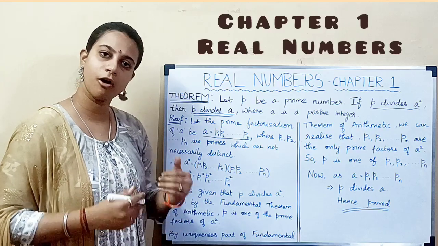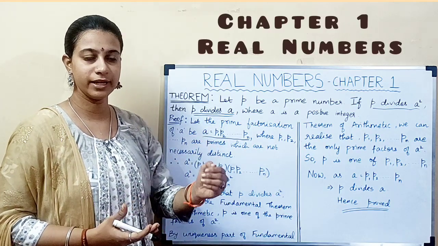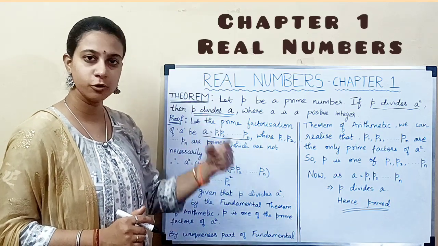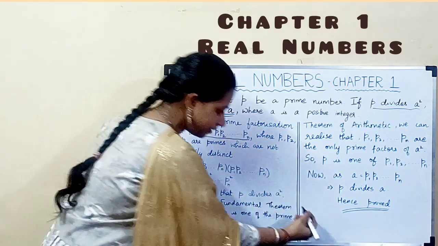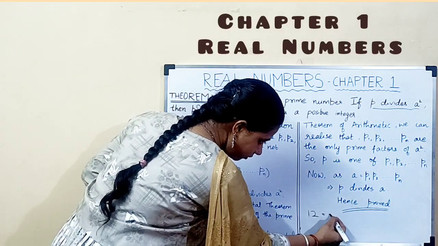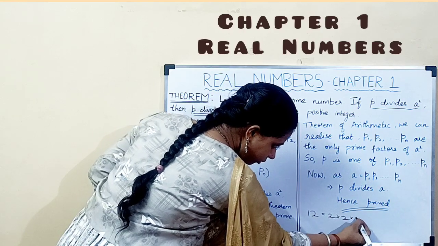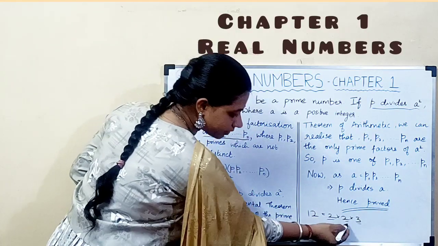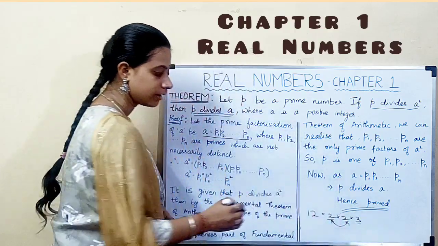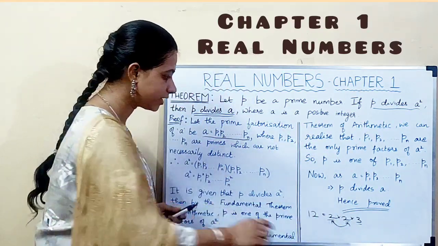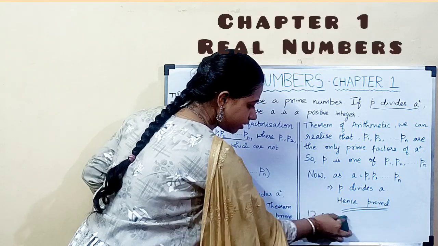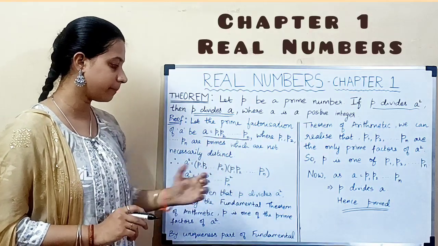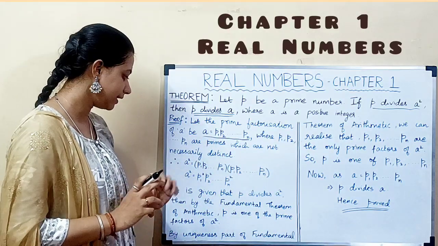This means P1 and P2 can also be the same number. For example, if we take 2 into 2 into 3, it will be 12. So here P1 will be 2, P2 will be 2 and P3 will be 3. 12 is equal to 2 into 2 into 3. Here P1 and P2 are not distinct, that is what they are saying. So we can take A equal to P1, P2 up to Pn, where P1 to Pn are prime numbers and these are not necessarily distinct.